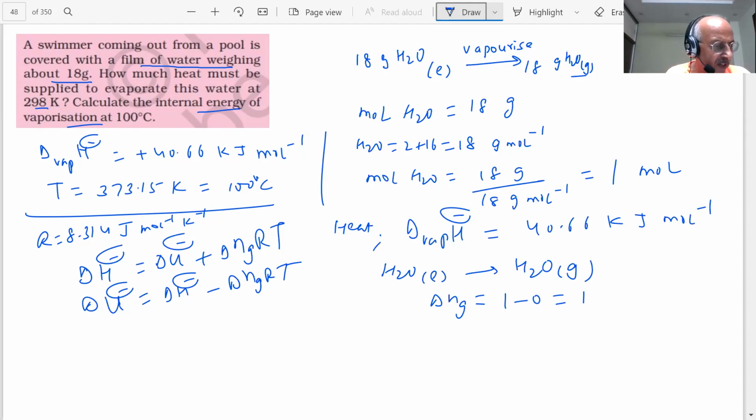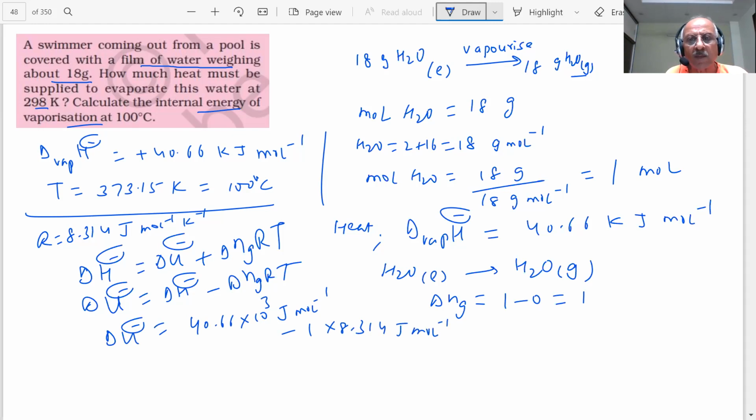Temperature is 373. Then you calculate the value, student. Delta U will be equal to delta H, how much? 40.66 into 10 power 3 joule per mole minus 1 into R value, 8.314 joule per mole per Kelvin. Temperature 373 Kelvin. Calculate this value. How much is it coming? You can use the calculator.